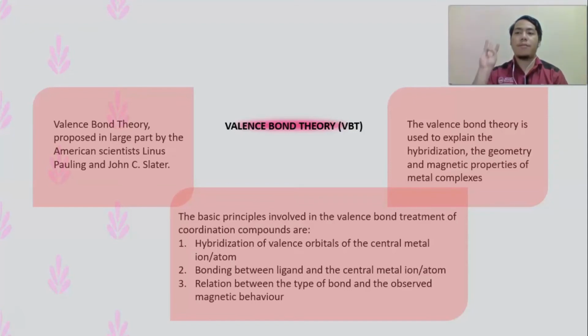In VBT also, we have three basic principles. Firstly, hybridization of the valence orbitals of the central metal. Second, bonding between the ligand and the central metal. Lastly, the relation between the type of bond and the magnetic behavior. Magnetic behavior covers magnetic properties, magnetic susceptibility, and magnetic moment.